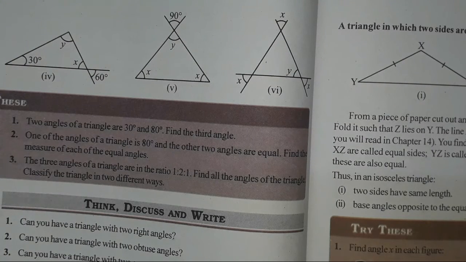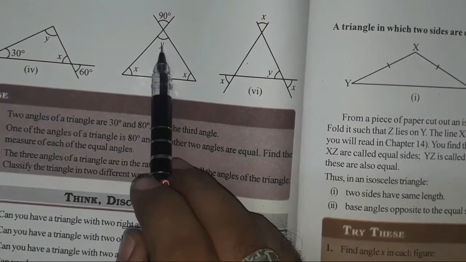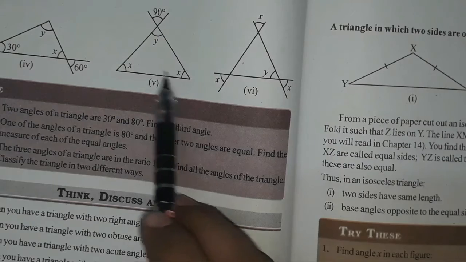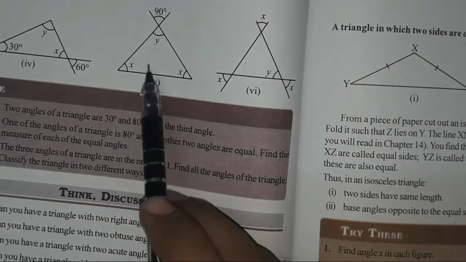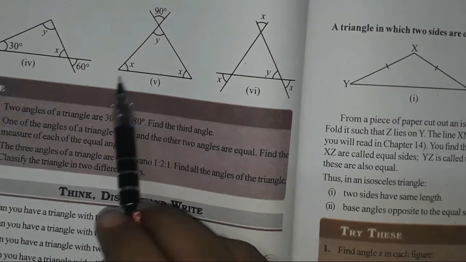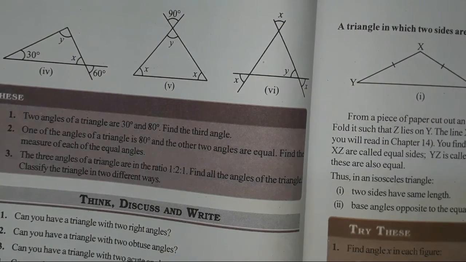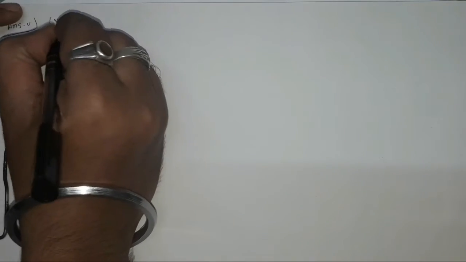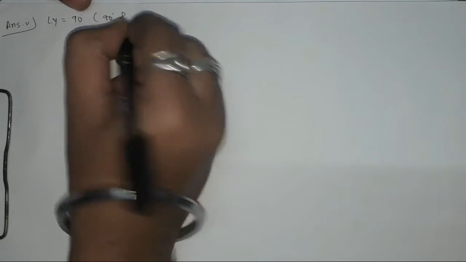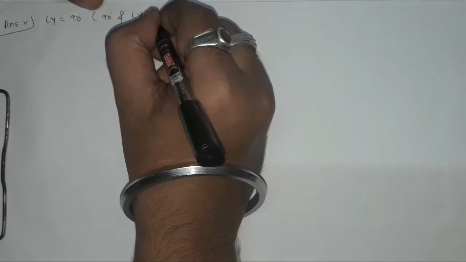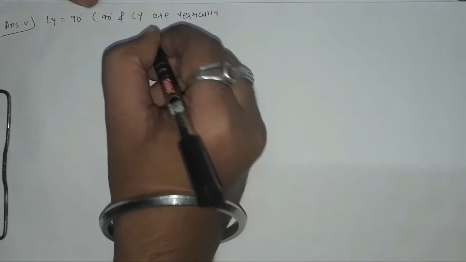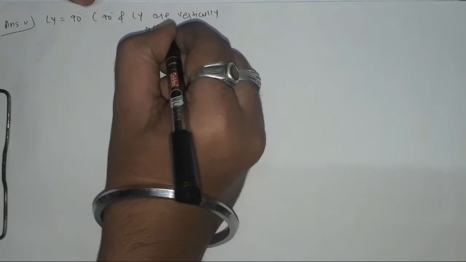Same method we have to do here. If I get the measure of angle y, then from that I can find the measure of angle x, because the value of both angles will be equal. So from that, using angle sum property, I can find the value of angle x. So here I can write angle y is equal to 90 degree. Why? Because 90 degree and angle y are vertically opposite angles.